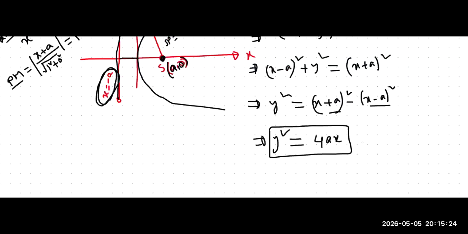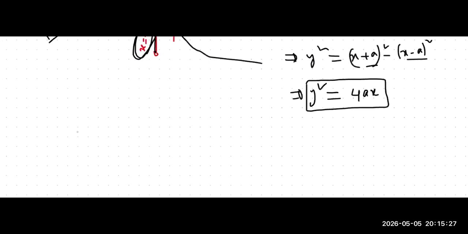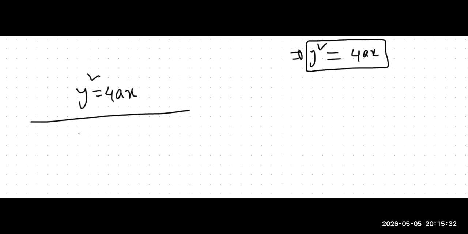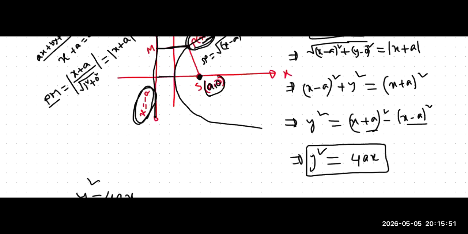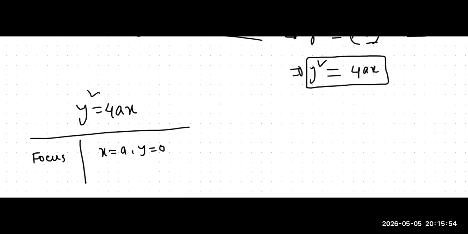So for y square is equal to 4ax, we know the focus of this parabola is x is equal to a and y is equal to 0, because the point was a, 0. In this case, focus was a, 0. So that's why focus is x is equal to a, y is equal to 0. We write it this way: a, 0. That means x value is a, y value is 0.